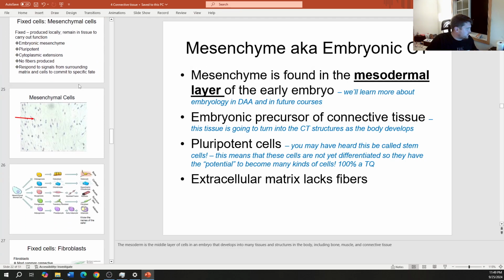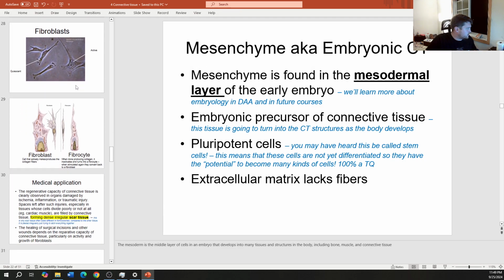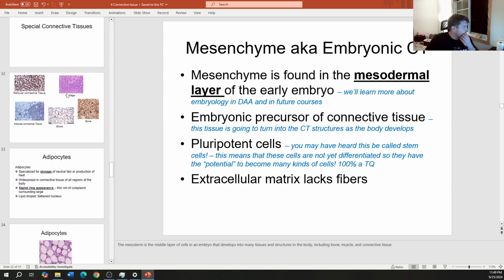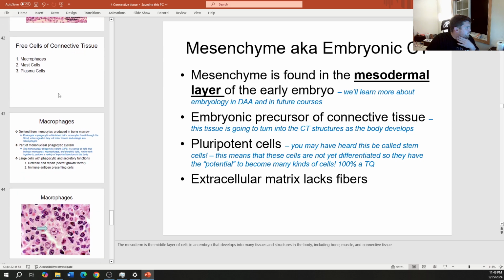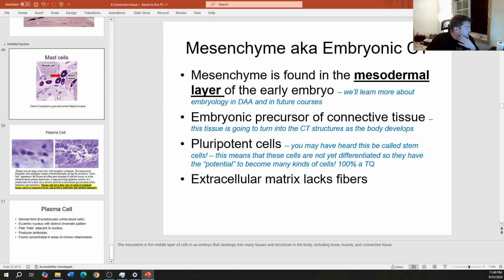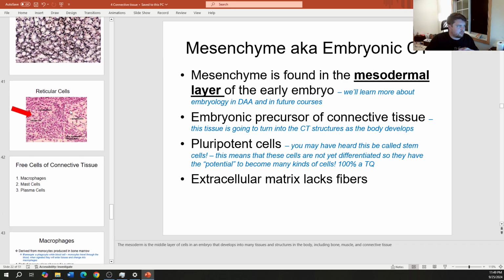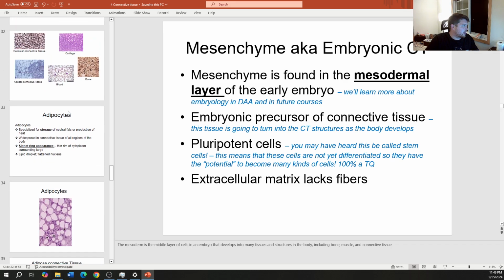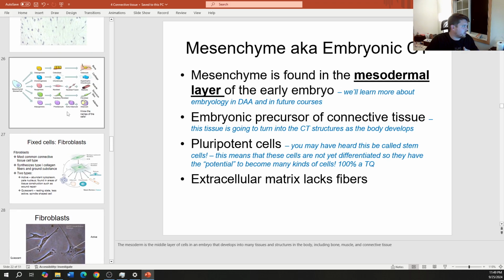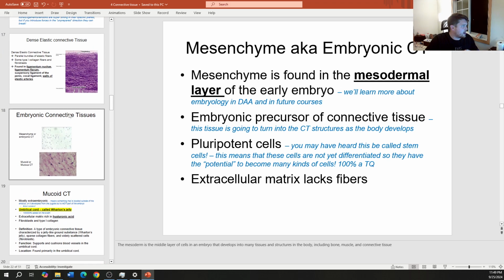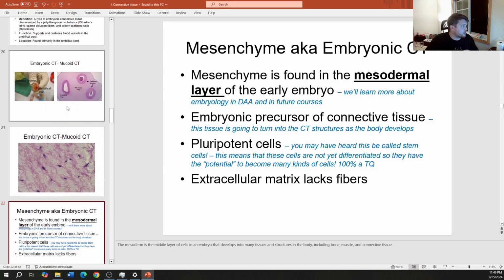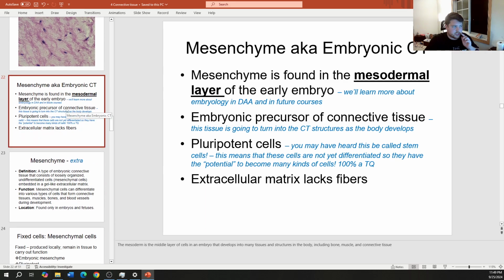I believe I put in here, I think it might be in the epithelial. I do go over a little bit of embryology in one of these lectures. I believe it's in the epithelial lecture, which I'll have recorded and posted soon.